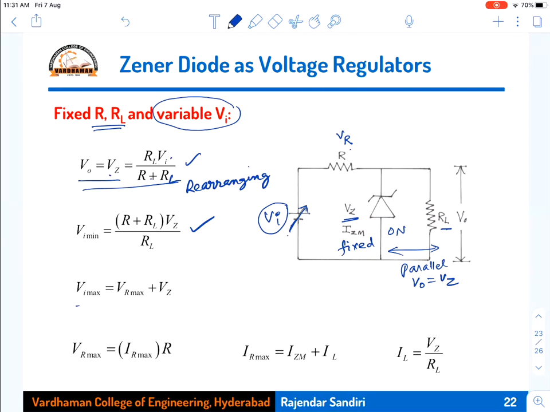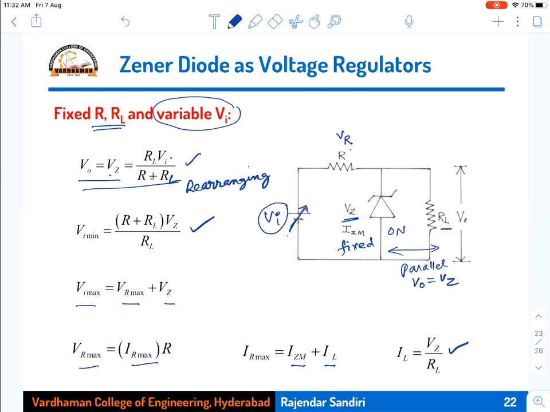So VI is maximum, VR is maximum, VZ is fixed. What is that VR maximum? VR maximum is called IR maximum into R. What is IR maximum? IR maximum is equal to IZM plus IL. What is IL? IL is equal to VZ divided by RL. All these are related, one to one.